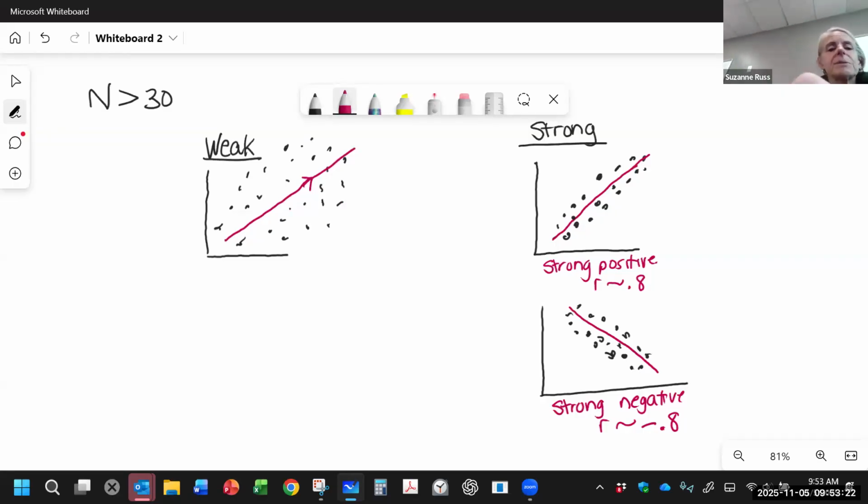Usually you have to be able to tell a direction. And in this case, we would call this a weak positive. Positive just indicating direction. And we might have an R approximately 0.2.